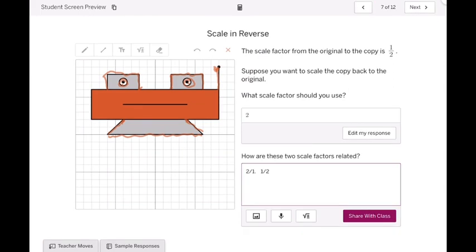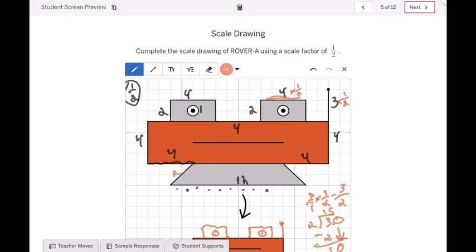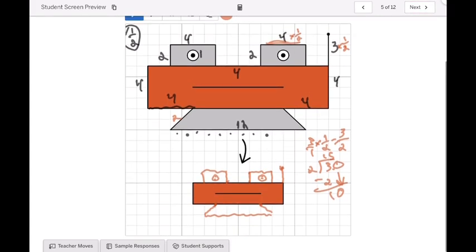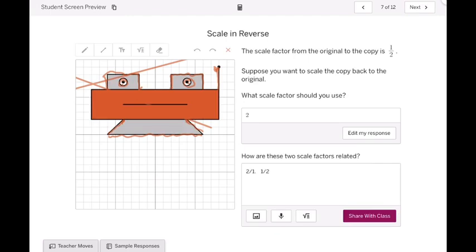Let me see if I can go back here a couple slides so I can draw a little bit. So we have 1/2 and we have 2/1. So the play here is that they are reciprocals of each other. So when answering this question, How are the two scale factors related? They're reciprocals. Like we're going back and forth. They're opposites.